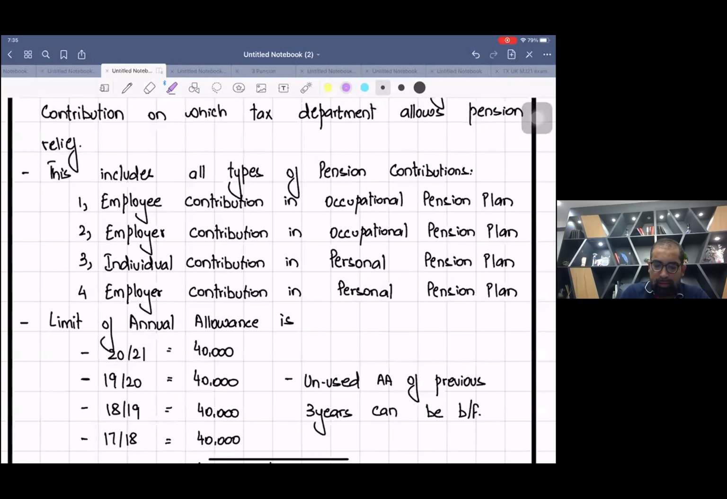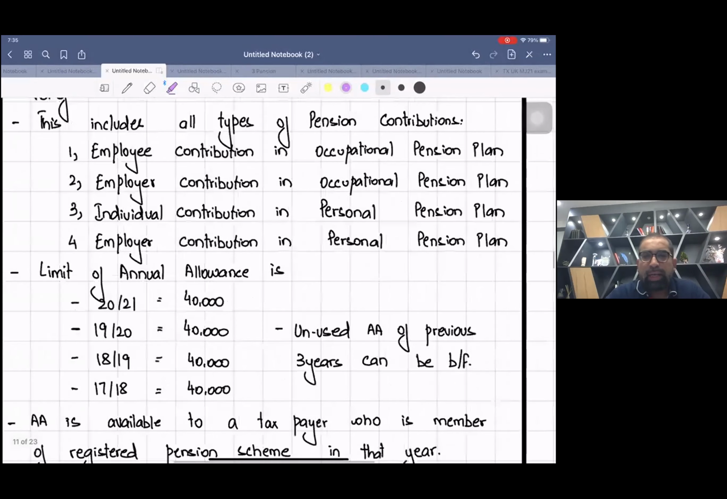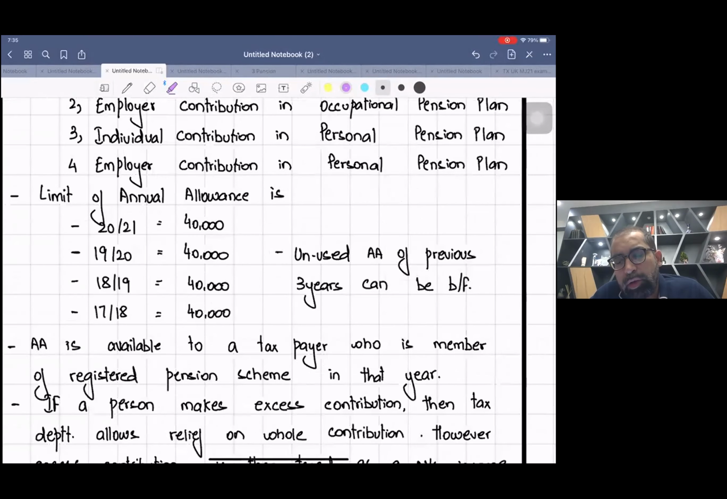Now there is a limit of annual allowance. Annual allowance for any fiscal year is 40,000. But there is good news. If in the last 3 years you have any unused annual allowance, you can use it now.